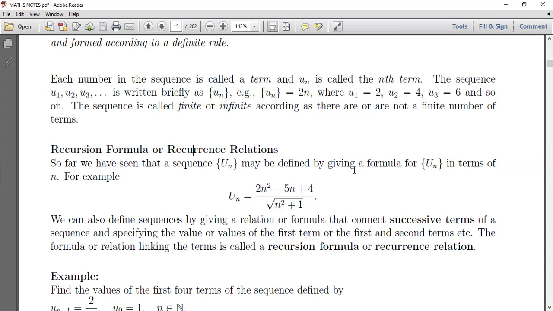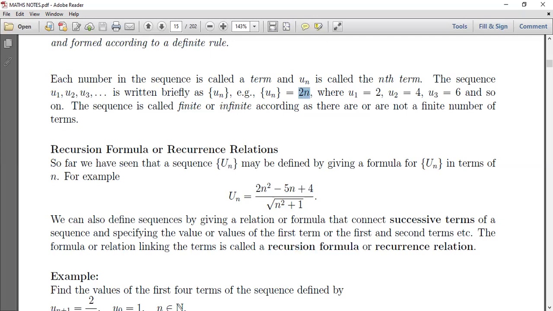So Un may be defined by a formula like this. This is not a recurrence. We can also define a sequence by giving a relationship or a formula that connects successive terms of our sequence and specifying the values of the first or the second term. When it's given like that, it is another way of giving a formula of a sequence, and we say it is given in the form of a recurrence formula. A formula like this one that we have is not a recurrence formula.